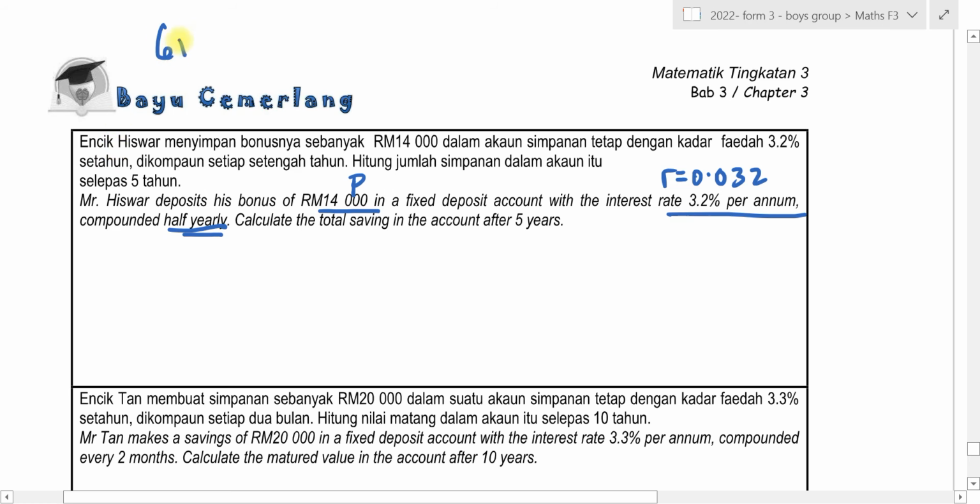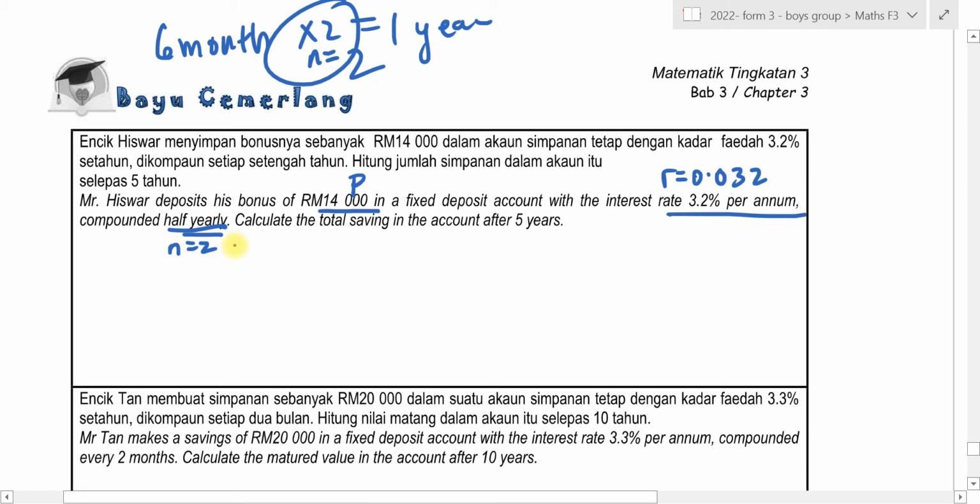Half yearly means 6 months. So 6 months times 2, you get 1 year, so your N equals 2. Calculate the total saving. Total saving is the same, matured value. Total saving and matured value are the same thing, of the account after 5 years. Almost the same question.